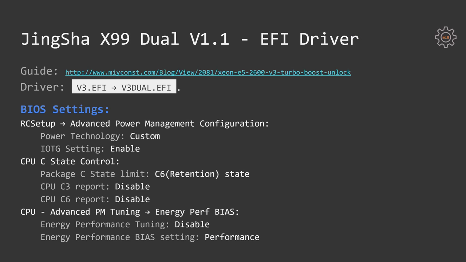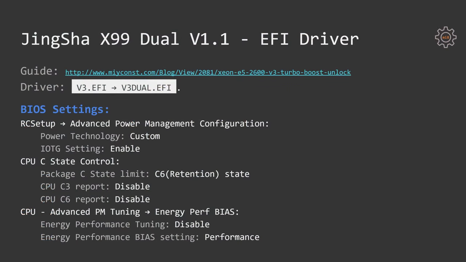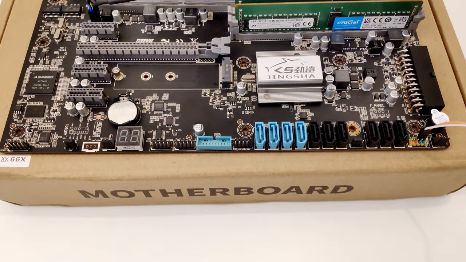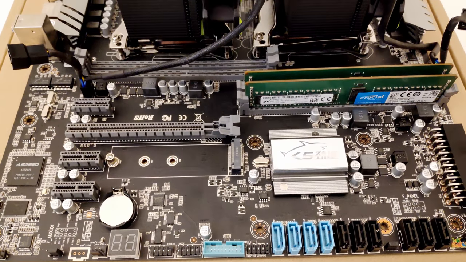After using the proper EFI driver and setting those BIOS settings, I have successfully unlocked Turbo Boost on two of my Xeon E5-2650 V3 CPUs, and both of them are turbo boosting on all of their cores to the maximum turbo speed of 3.0 GHz. I have already got a customer for the JingSha X99 dual motherboard. I'm going to build him a workstation.